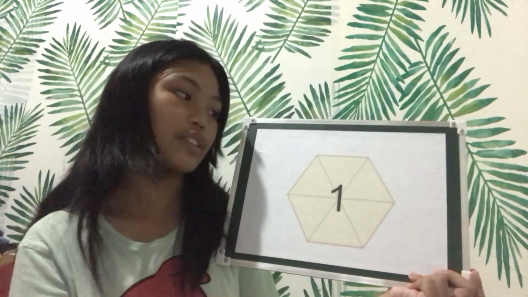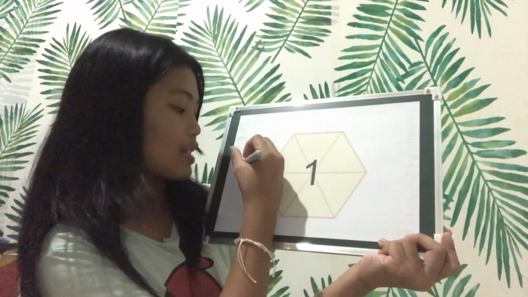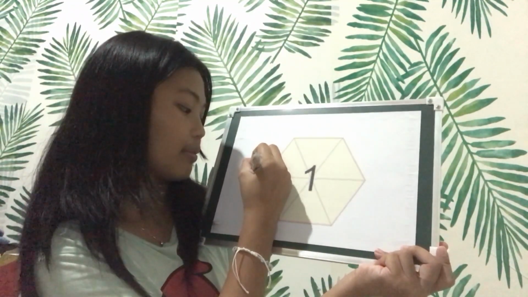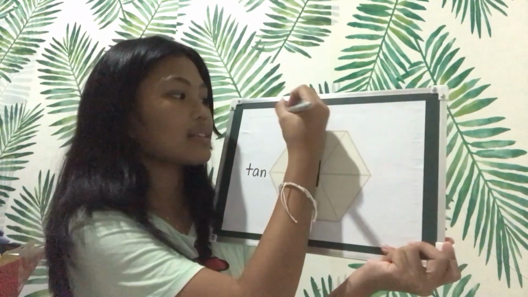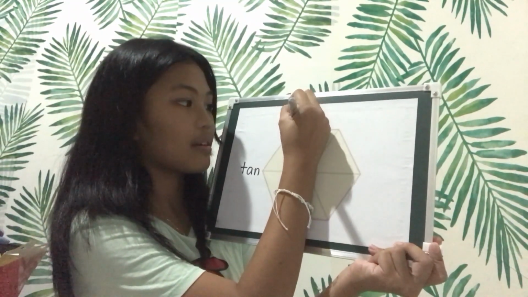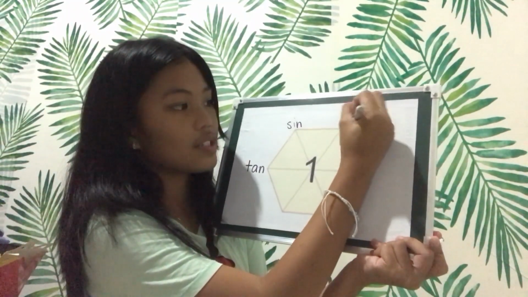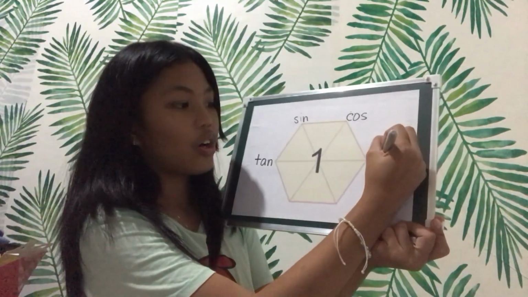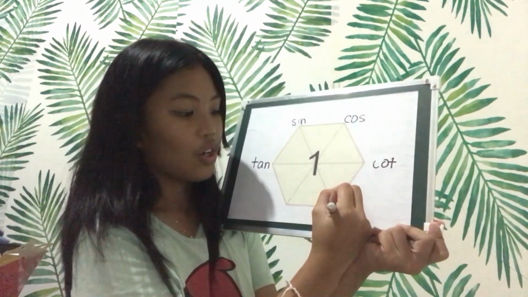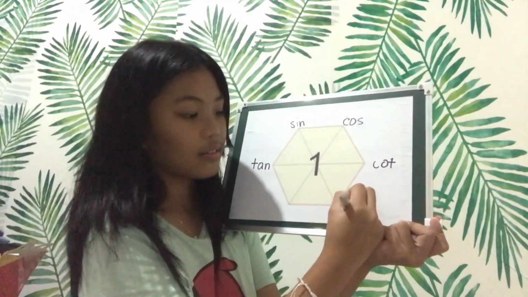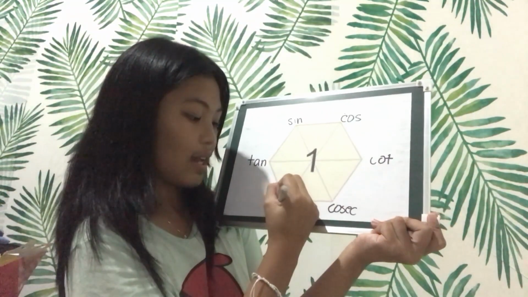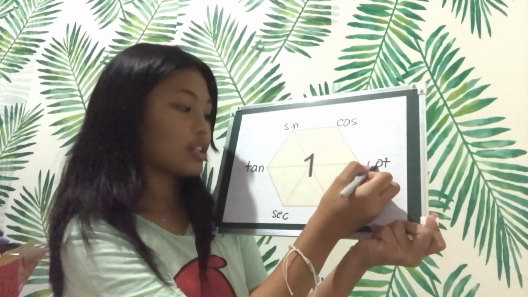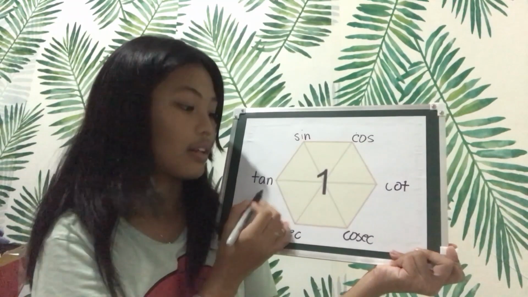So each of the vertices has names. So we give the 6 functions to the 6 vertices. First, let's write here tan. Next, sin, cos, cot, cosec, and sec. Cot is opposite to tan.